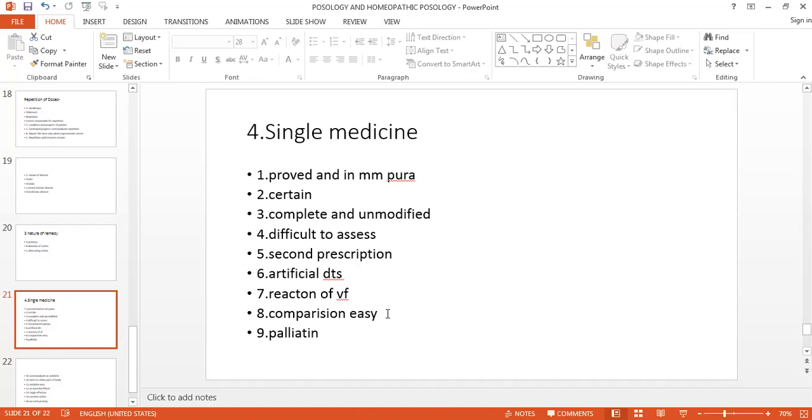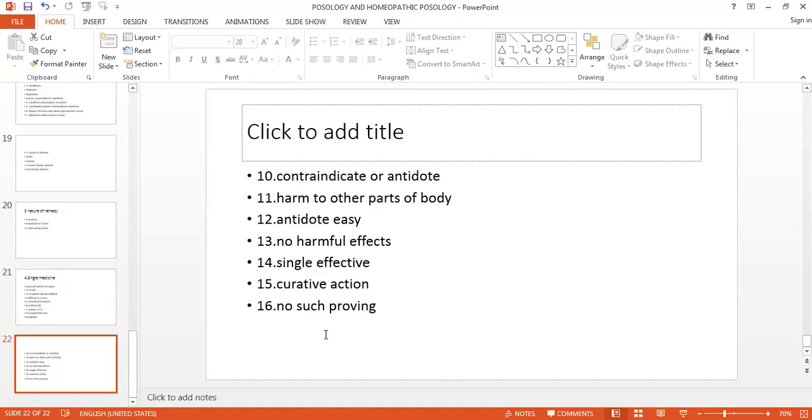Then the comparison. The comparison of the symptoms of a single medicine is easily done and can be observed easily. Each medicine has its symptomatic individuality. So you can compare Pulsatilla with that of Ignatia. You can compare Sepia with that of Ignatia. So comparison will be easy for you. Then polypharmacy may lead to palliation, and this palliation may lead to suppression.